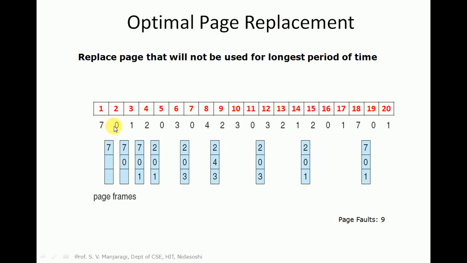We'll go to the next reference, that is 0. So 0 is also not there in the memory. So a page fault occurs. 0 will be there in the disk. We need to bring page 0 from disk to the physical memory. After 7, 0 has been brought to the page frame in the physical memory.